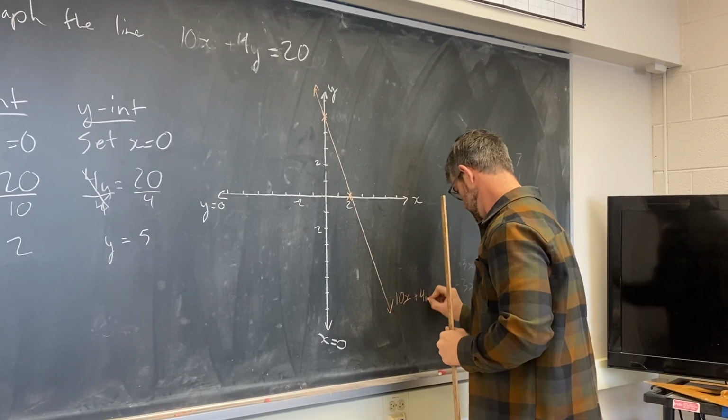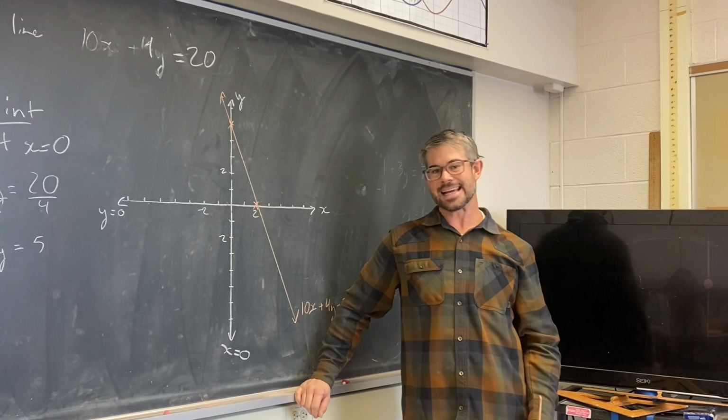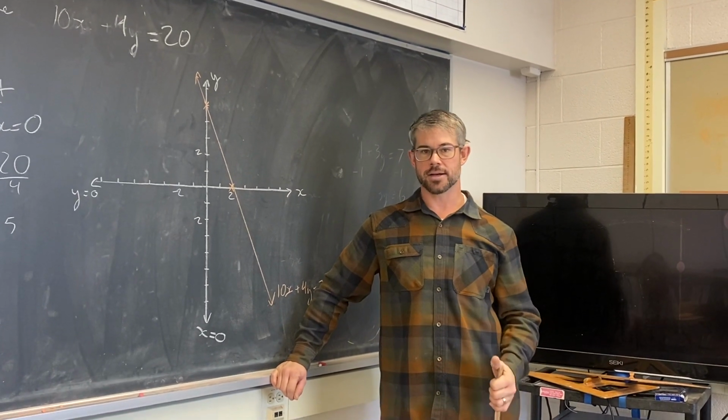Plus 4y equals 20. Join us next time when we're taking a look at finding the intersections between two lines and looking to solve linear systems.